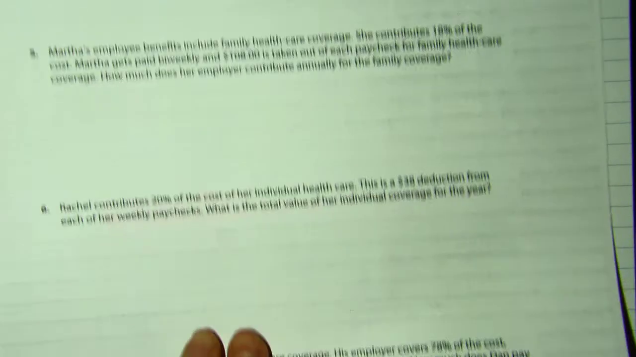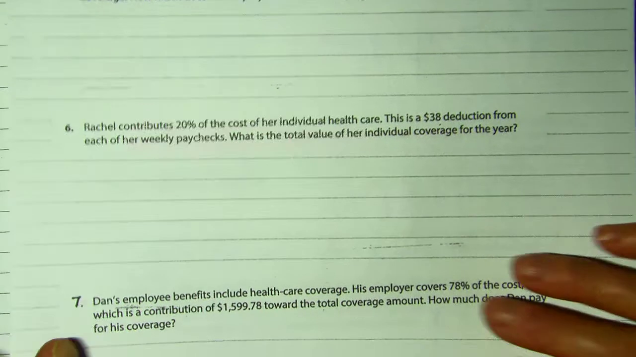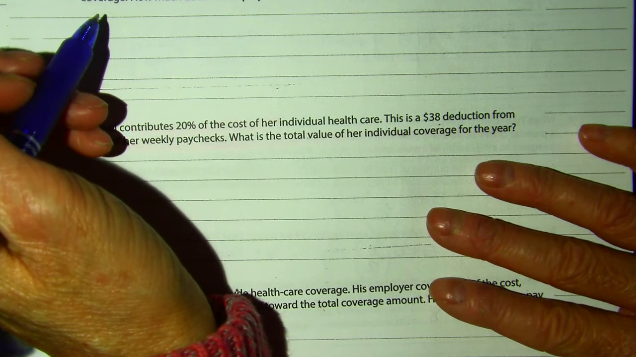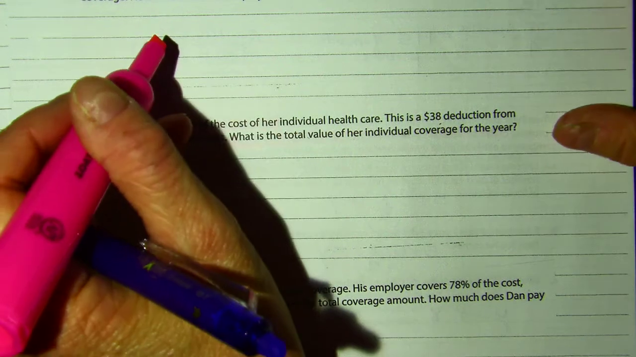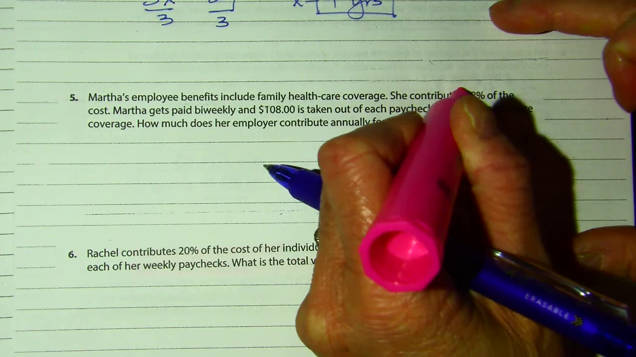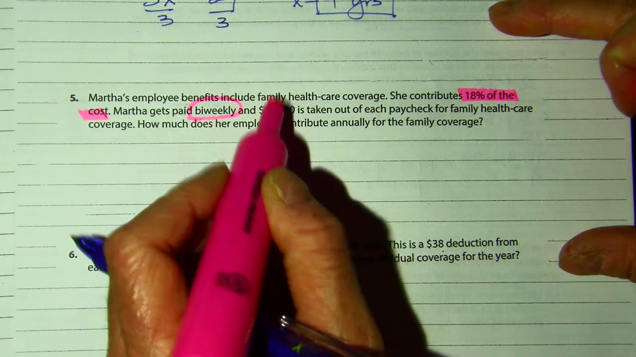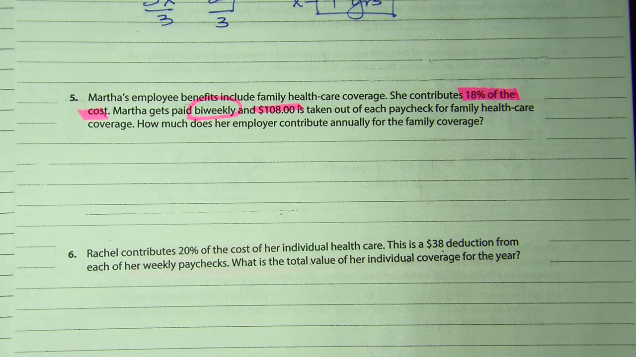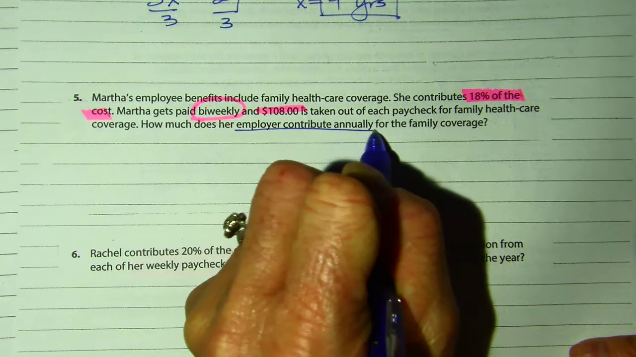So moving on to different types of problems. So these are on pensions and such. So Martha's employee benefits include family health care and pensions. She contributes, you can't even see this problem, she contributes 18% of the cost. Martha gets paid bi-weekly, and $108 is taken out of every paycheck for family health care coverage. How much does her employer contribute annually?